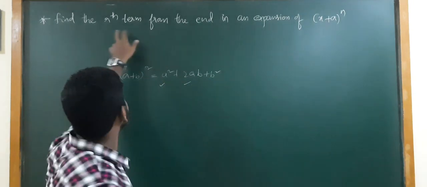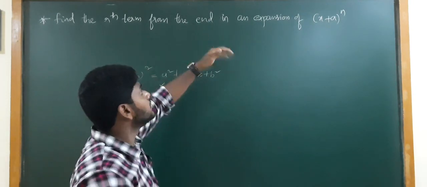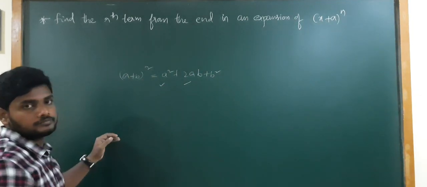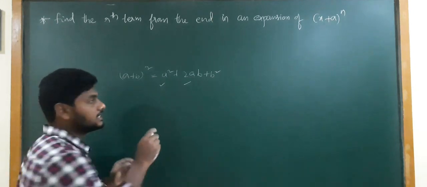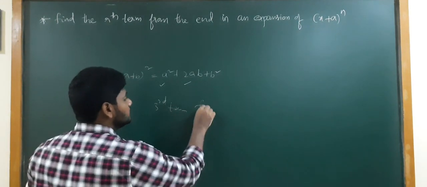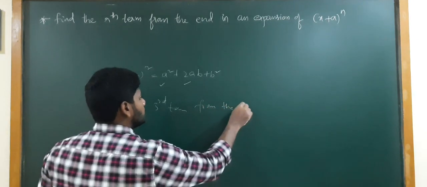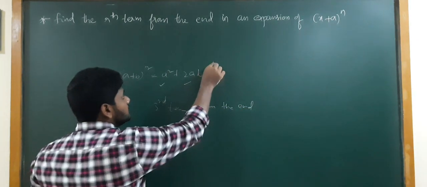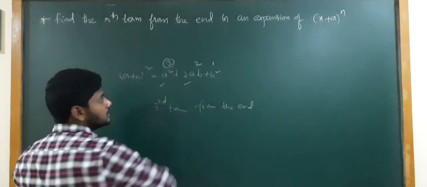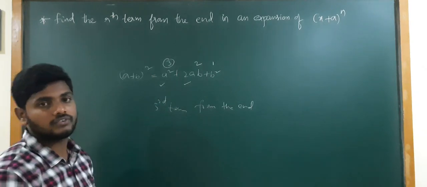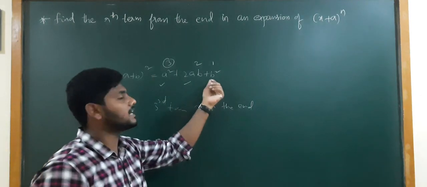But what they ask is to find the rth term from the end. That means in the expansion of a plus b whole square, find the third term from the end. From the end means we need to calculate from this side. This is 1, this is 2, this is the third term. That means this will be the third term. If they ask for the first term from the end, it is nothing but the last term.